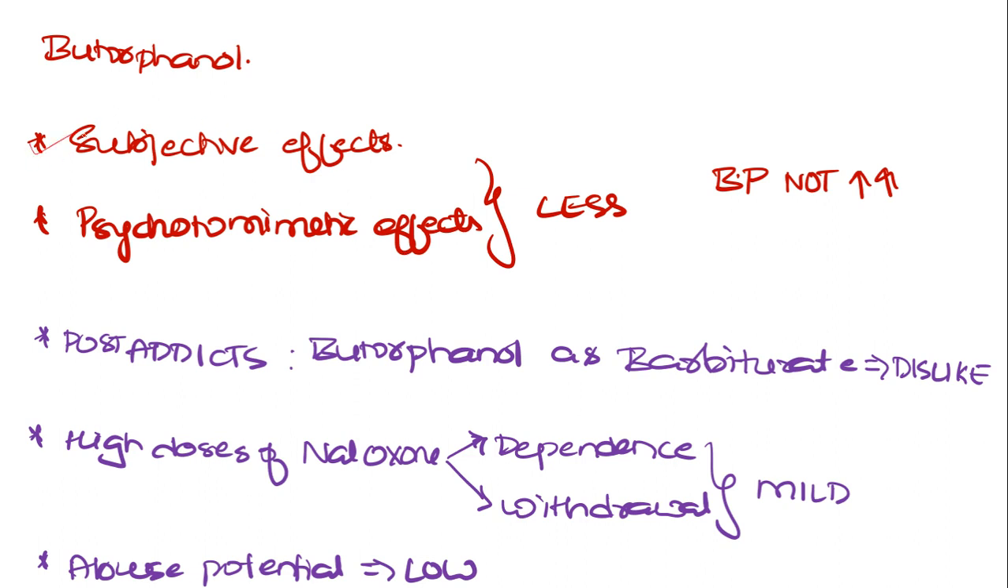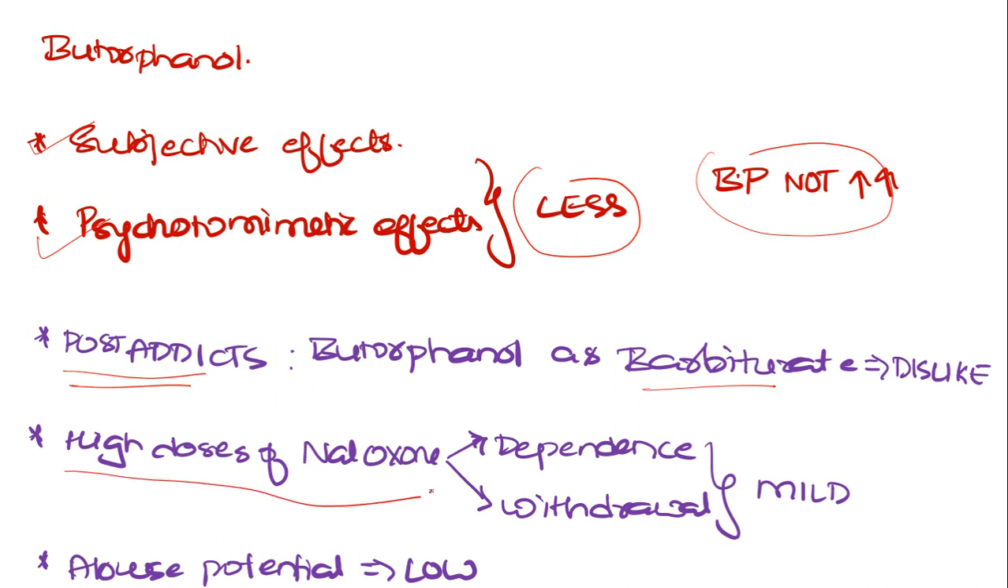It can produce subjective, psychomimetic effects, which are less compared to pentazocine. BP will not be raised, whereas with pentazocine BP was raised. In case of opioid addicts, when you give butorphanol, it will be recognized as a barbiturate and they dislike the use of the drug. At high doses of naloxone, it can produce a mild degree of dependence and withdrawal. And the abuse potential of butorphanol is very low.